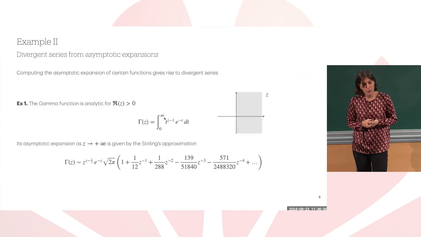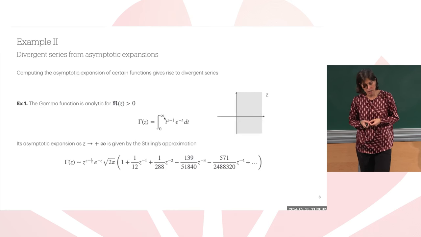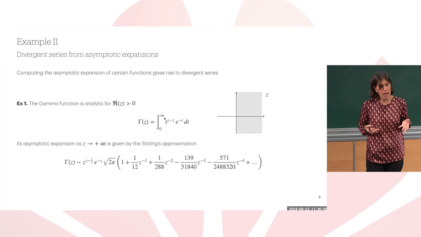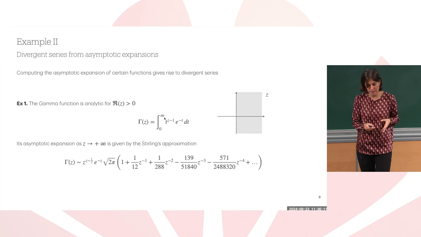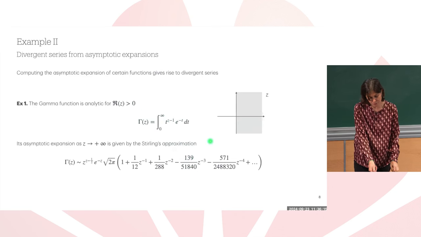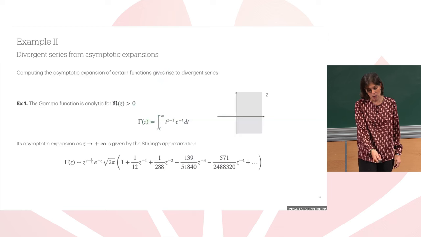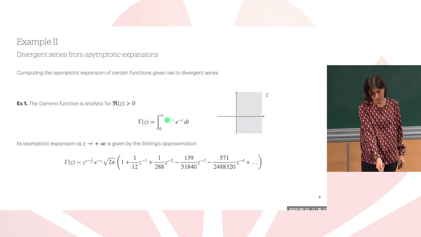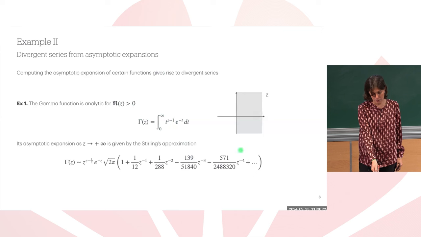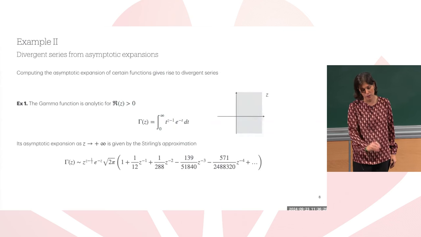Another source of examples of divergent power series is when we look at asymptotic expansions. Here the starting point is slightly different. We take a function which is analytic and well-defined. So for instance, the gamma function, which is defined through this integral expression. As a function of z, the gamma function is well defined and its domain is the right half plane that you see here. So it's defined for real part of z positive.